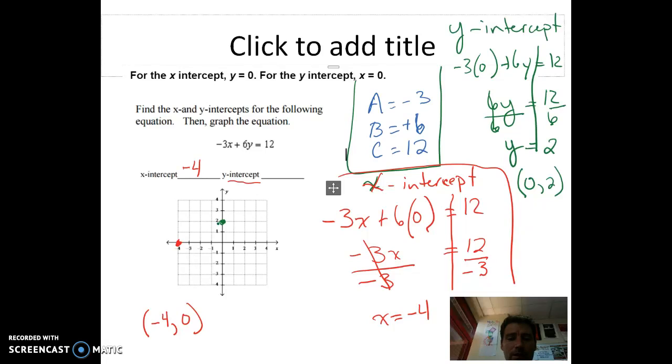Now I have 2 points. This is a linear equation. I connect the dots, and I wish I could draw a straight line with this. I don't know how to, so I'm going to just freehand it. Let me see if I can do it.